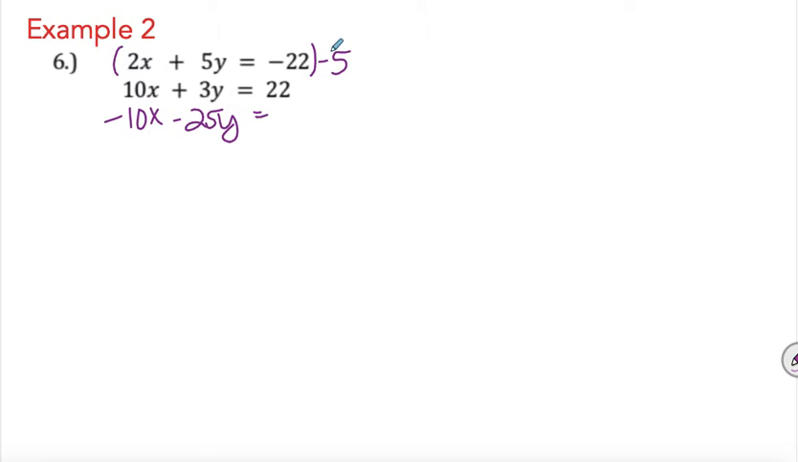As we're going through all these examples, it'd be really good that you're working them out on notebook paper and have a calculator with you for problems that pop up like this. So negative 22 times negative 5 is positive 110.